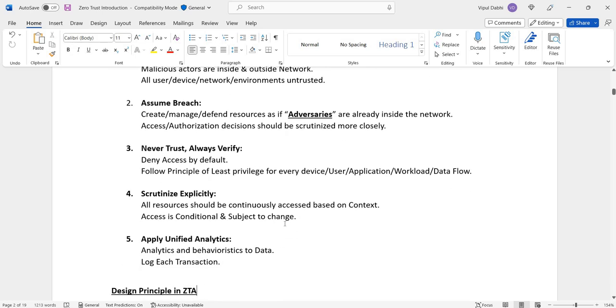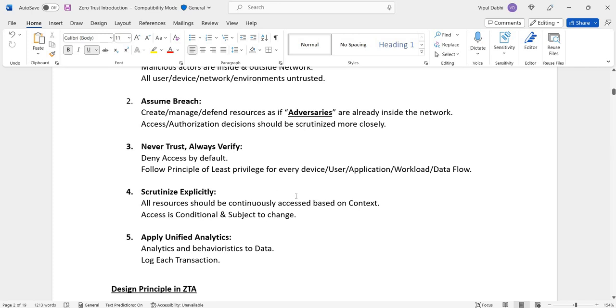Then scrutinize explicitly, like all resources should be continuously accessed based on context. There should be some context, right? Like in Azure, we have Privileged Identity Management, where a privileged identity requests access to a particular resource or a role, so as to access the resource eventually. But while getting access to that resource, the identity should have a specific number of hours, along with some reasoning, like why exactly he needs this role. So this is how things are more in sync. Now access is conditional and subject to change. It's not permanent, right?